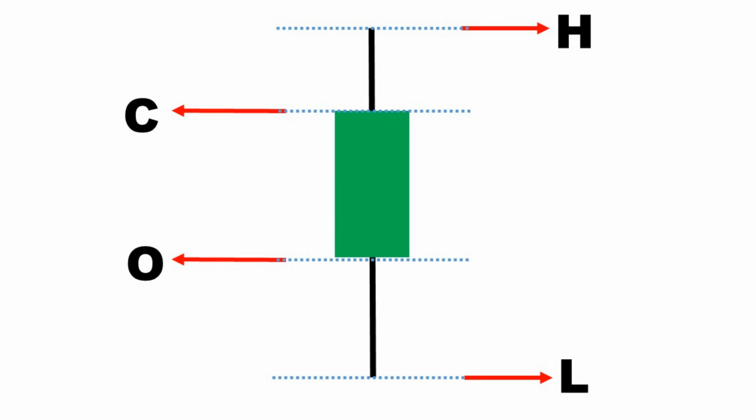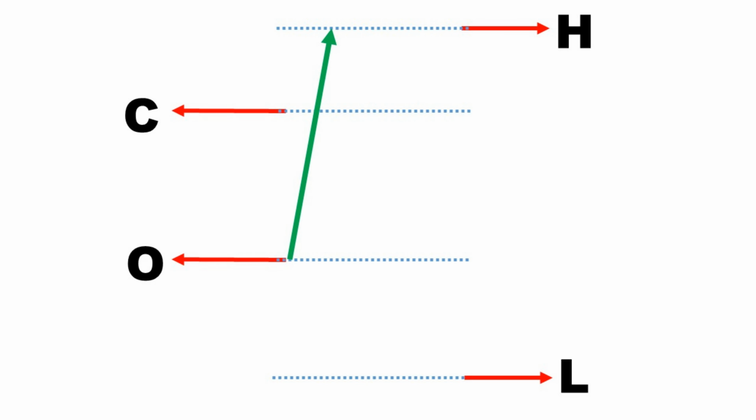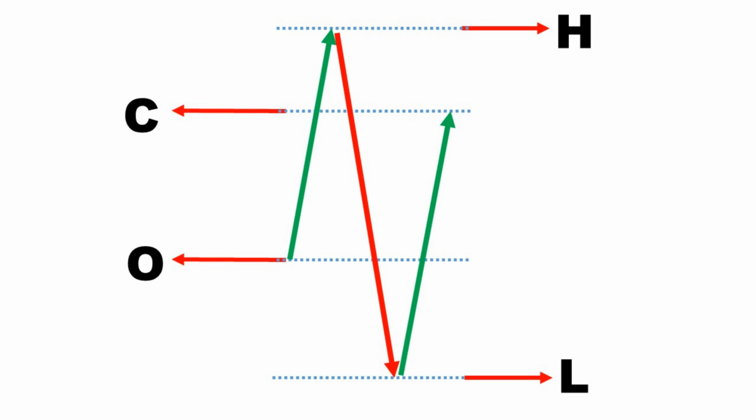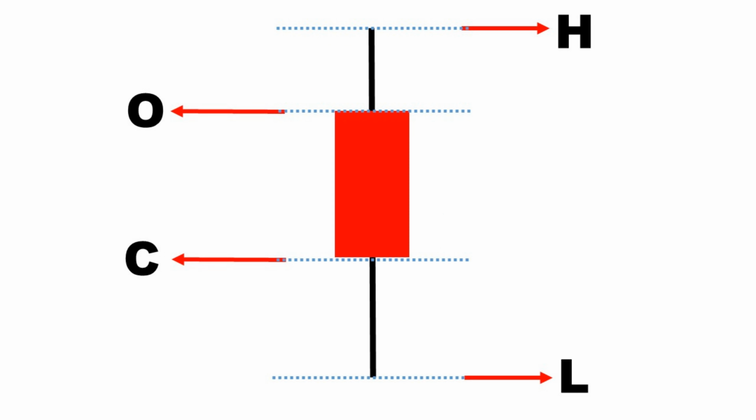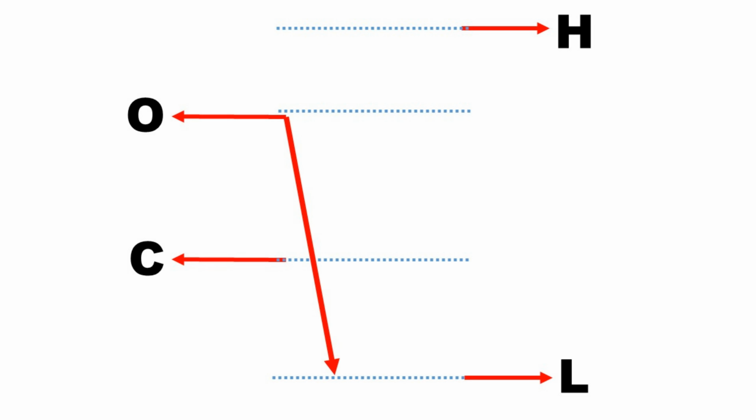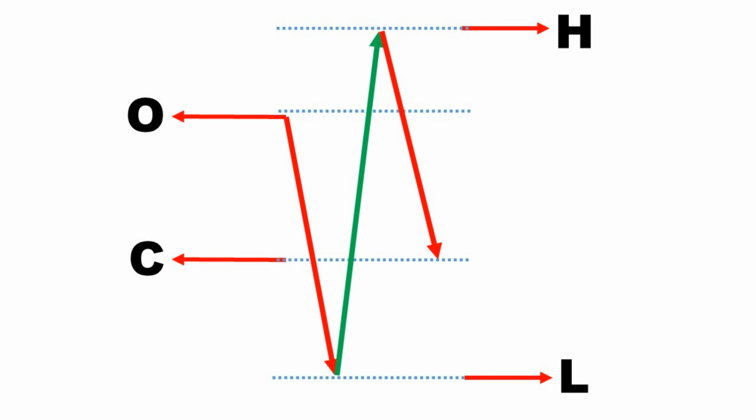As you know, in green candles, we have an open point. Then price increases to the highest point. After that, price decreases to the lowest point. Finally, price closes at the close point. In a green candle, the closing point is higher than the opening point. In red candles, the price decreases to L. After that, it increases to H, and finally gets closed at C. However, remember here, the closing point is lower than the opening point.